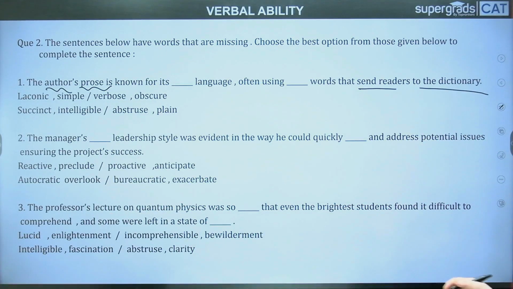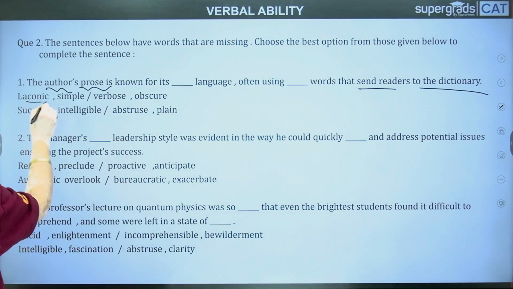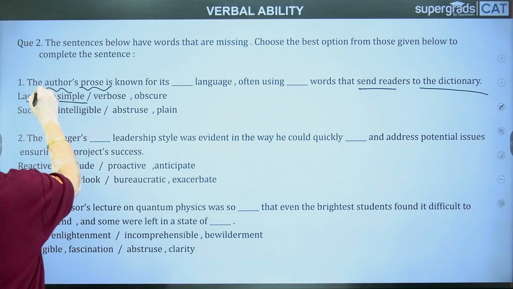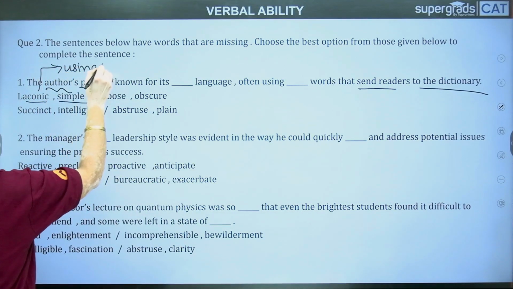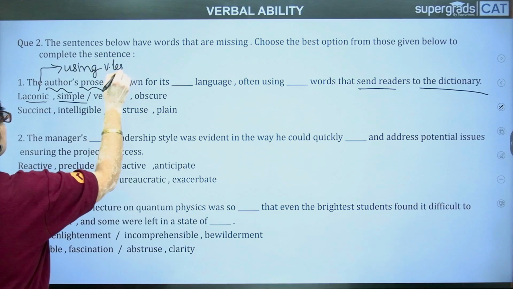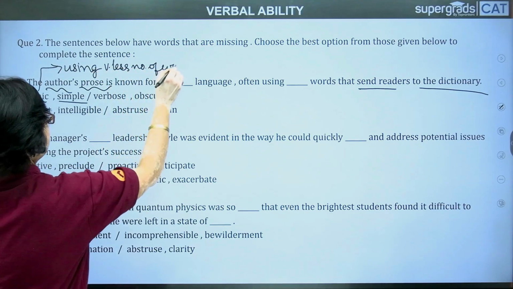So let us check the options. Now, for the first one, we have laconic and simple. Laconic means using very less number of words.